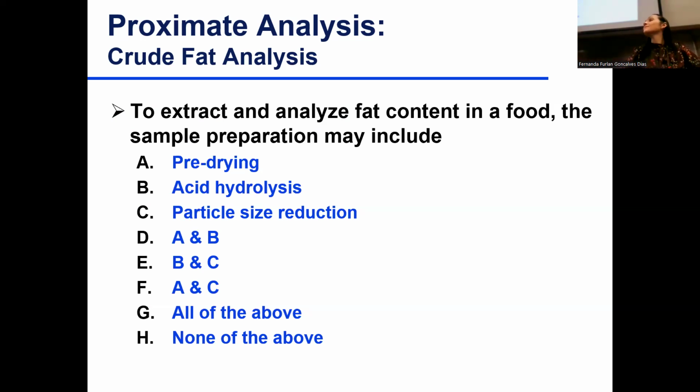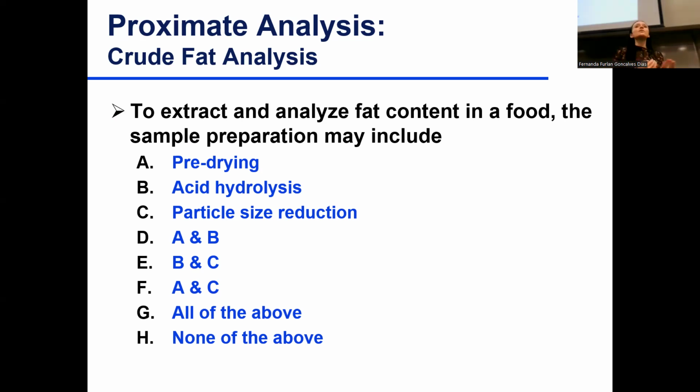Yes? All the above. Does it make sense? Let's go over why pre-drying. Some food, especially if you're doing Soxhlet, because we're going to see Soxhlet recirculating solvent. If you have moistures above 10%, you might have an issue because you are diluting your solvent. They usually use hexane or ethyl ether. So we pre-dry, we remove the extra moisture.